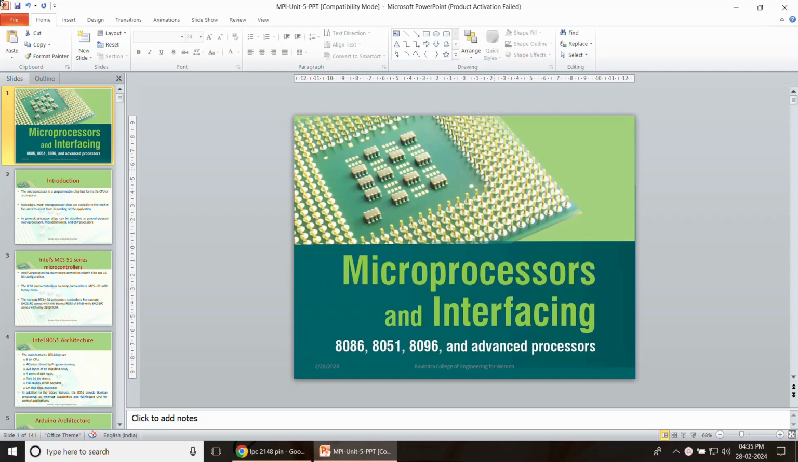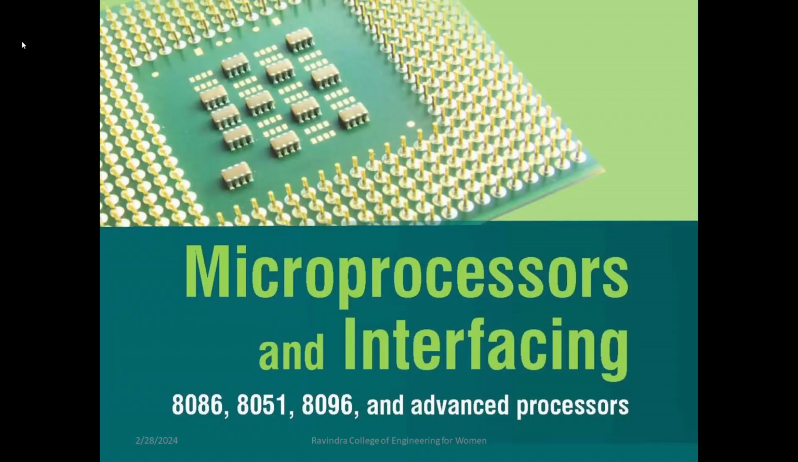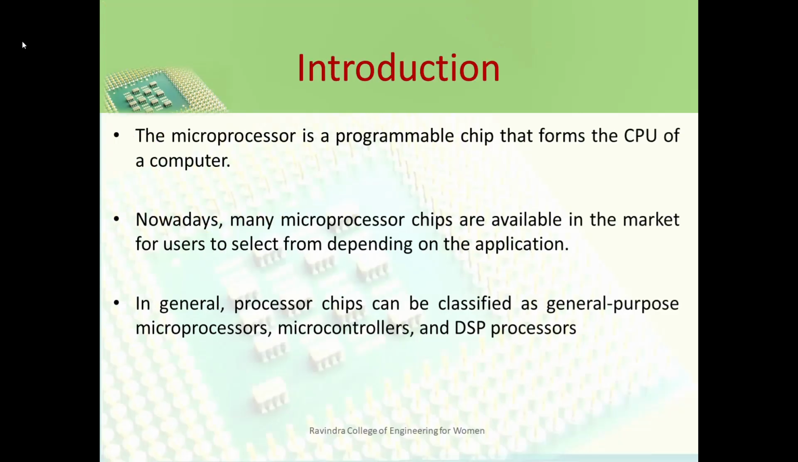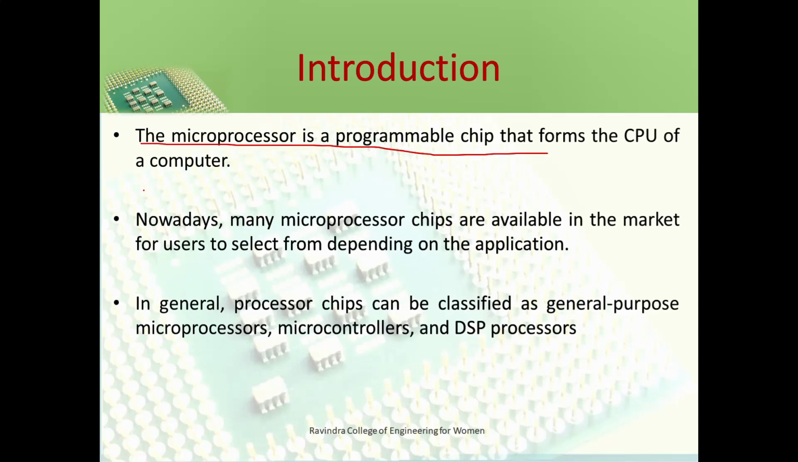Hello all. So today we are going to study microcontrollers and microprocessors. So what is a microprocessor? A microprocessor is nothing but a programmable chip that forms the CPU of a computer. That means whenever we are programming a CPU, we are programming a microprocessor. So a microprocessor is a programmable chip that forms the CPU of a computer.